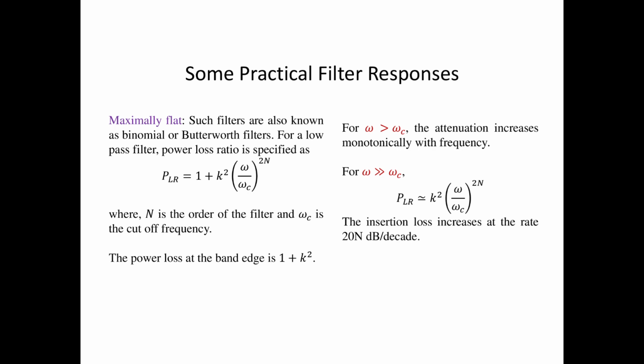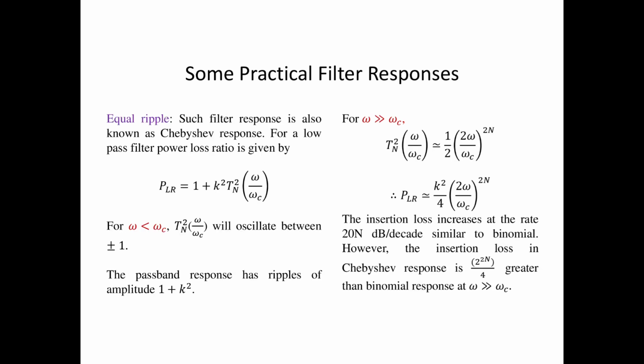For omega less than omega c, the attenuation increases monotonically with frequency. When omega is greater than omega c, PLR is approximately k squared (omega by omega c) to the power 2N. The insertion loss increases at the rate of 20N dB per decade.